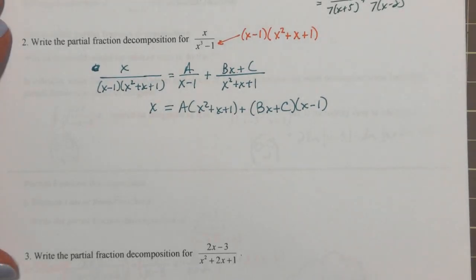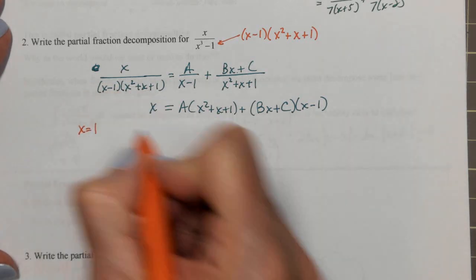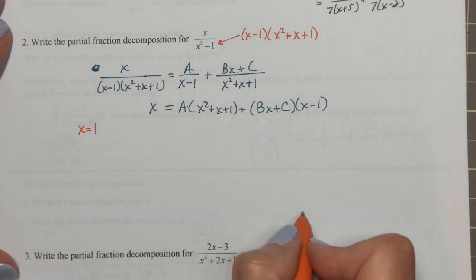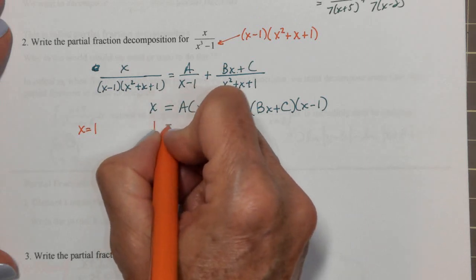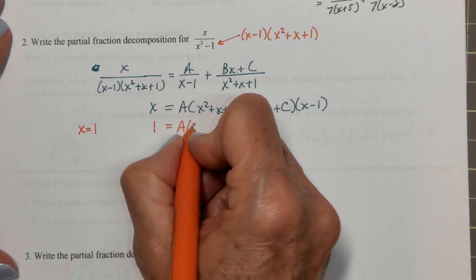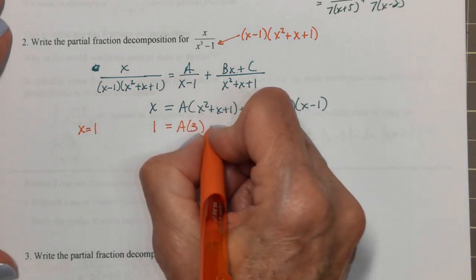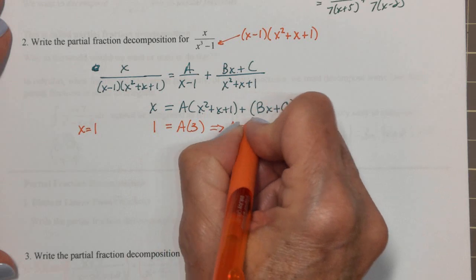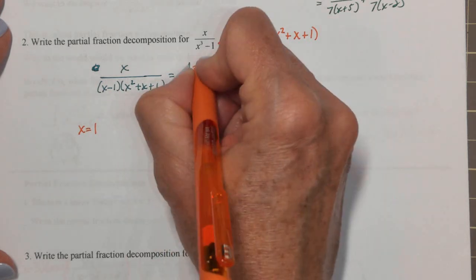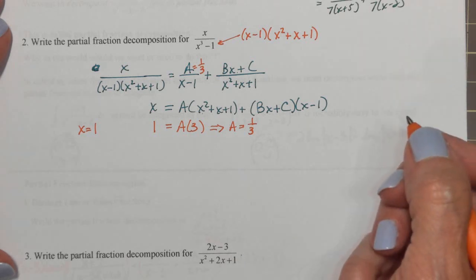Okay, time to let x be some things. So let's let x be 1. If we have x is 1, then I'll have a 1 on this side. I'll have 1 plus 1 plus 1, A times 3. 0 times that is gone. So A is going to be 1/3. Now I know what A is, 1/3. Perfect. Now for the other one.